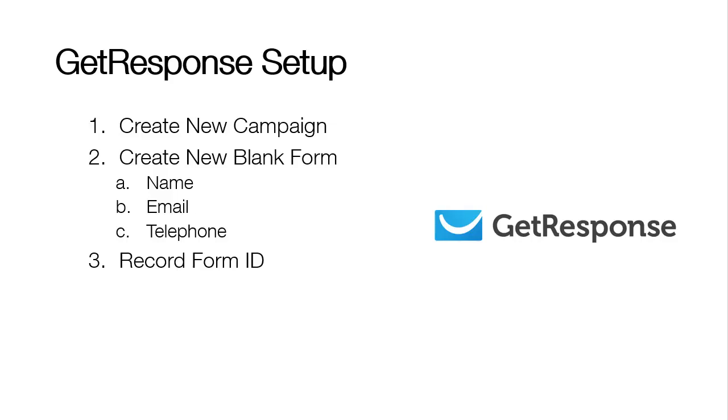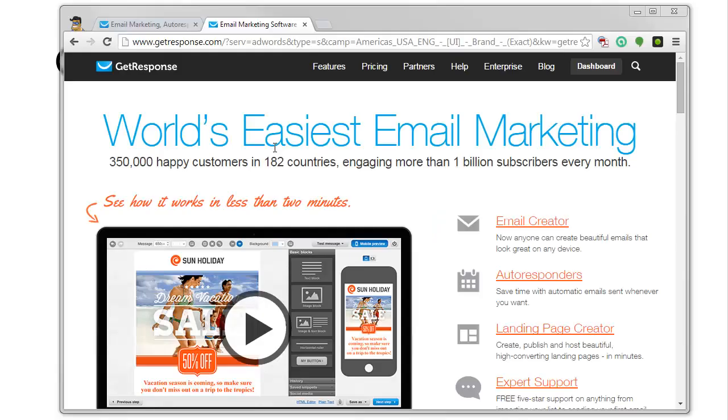Just to walk you through the steps real quick, we'll set up our new campaign. We'll create a new blank form, and we'll create the fields for name, email, and telephone number. And then lastly, we'll record that form JavaScript in our notes. So we go over to GetResponse. We log in if we already have an account.